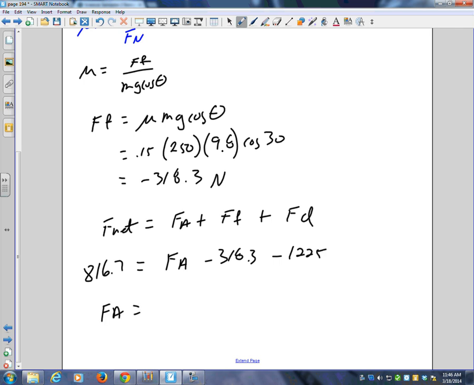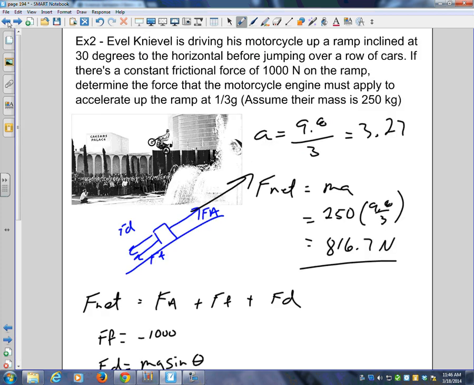So all I'm really showing you, 2360 newtons, all I'm really showing you that's different is this bit here. If you've got the frictional coefficient, you have to go mu mg cos theta, right? In the original one, I gave you the friction force of 1,000 newtons.